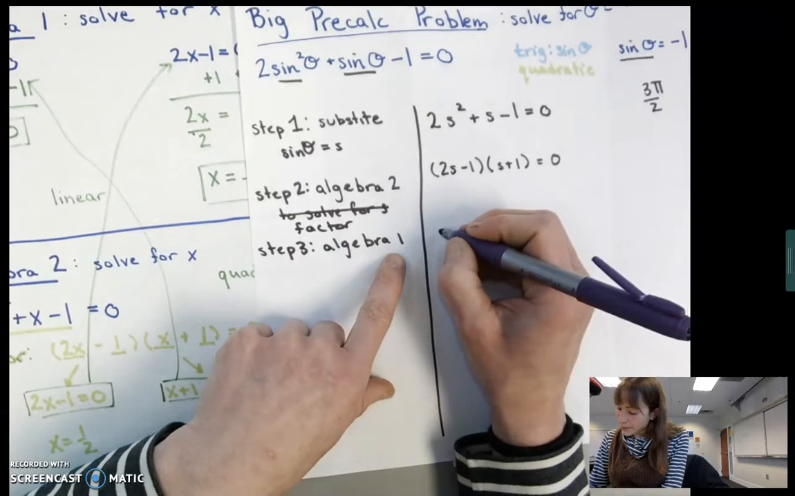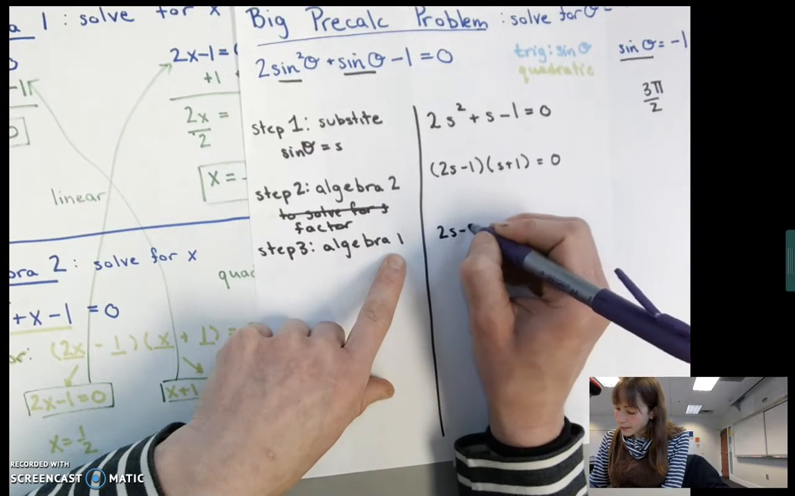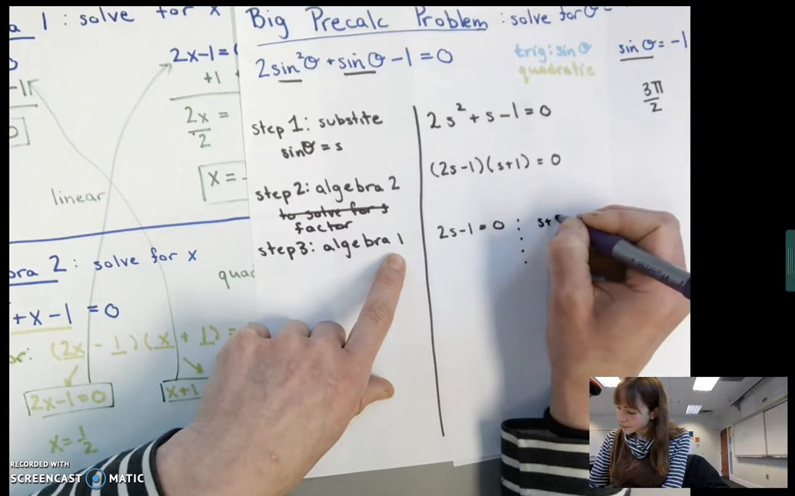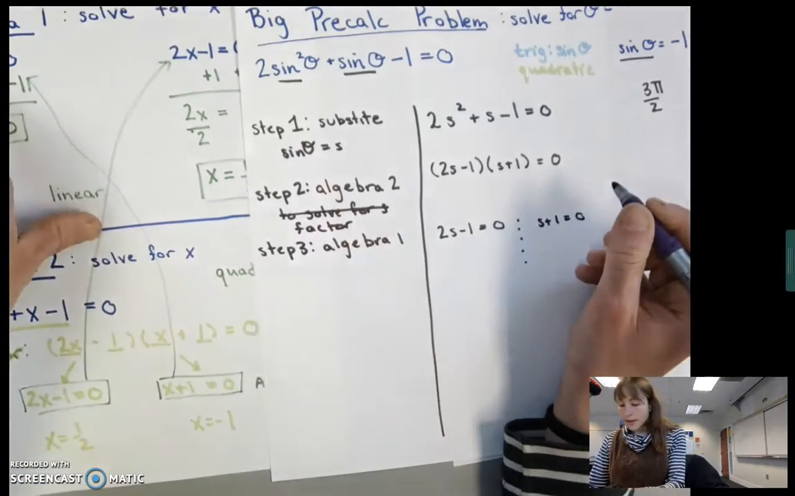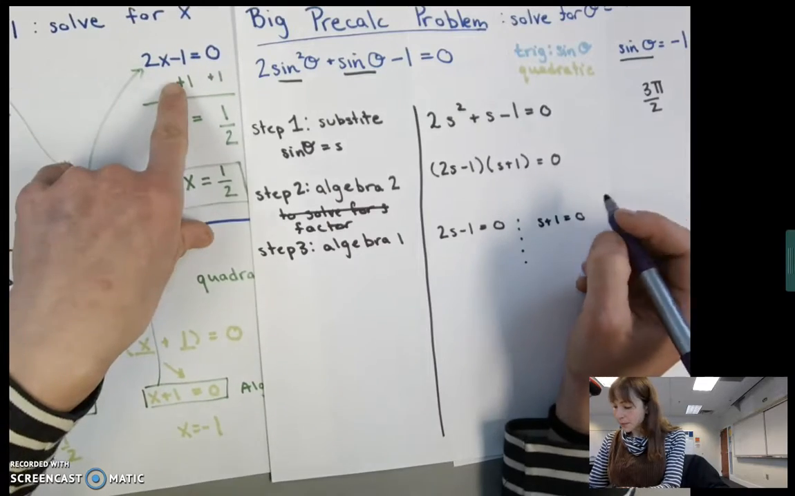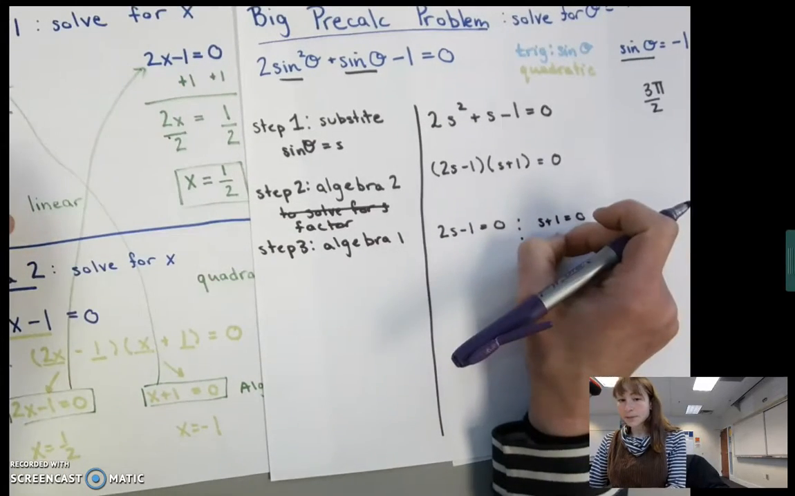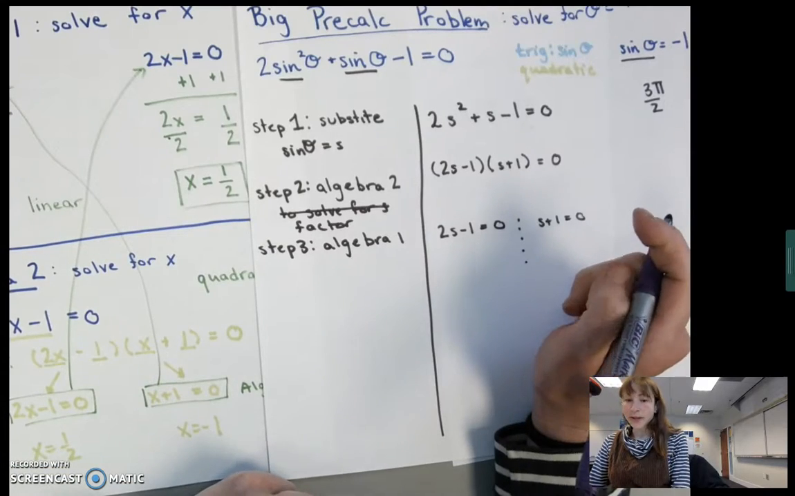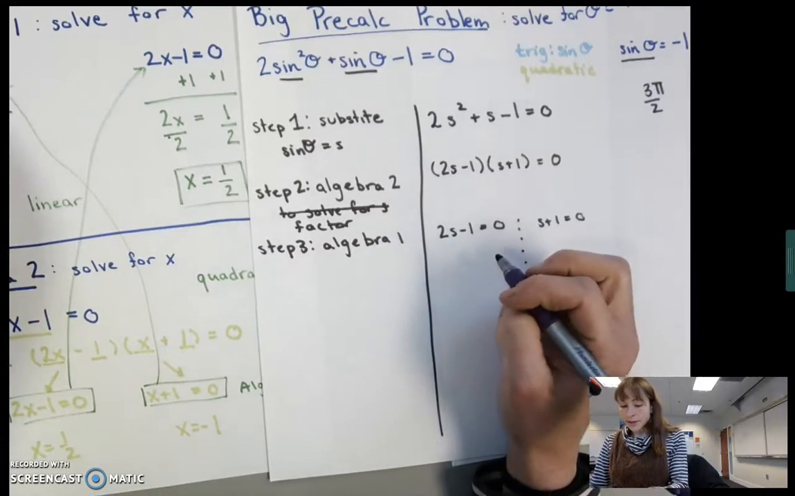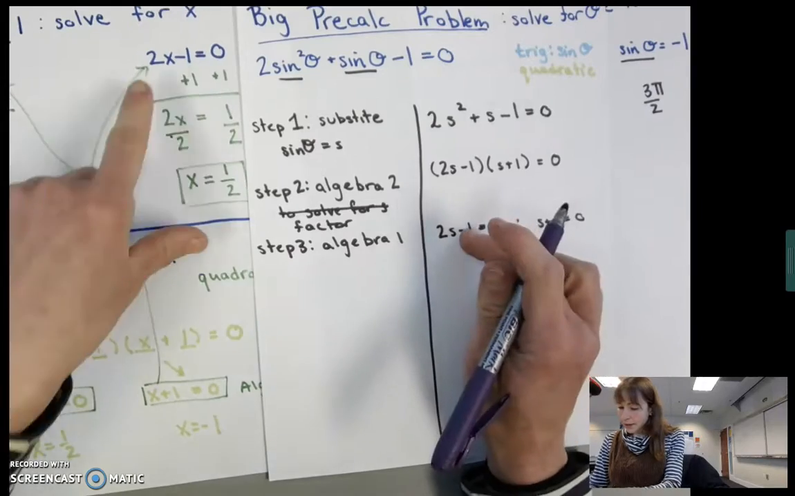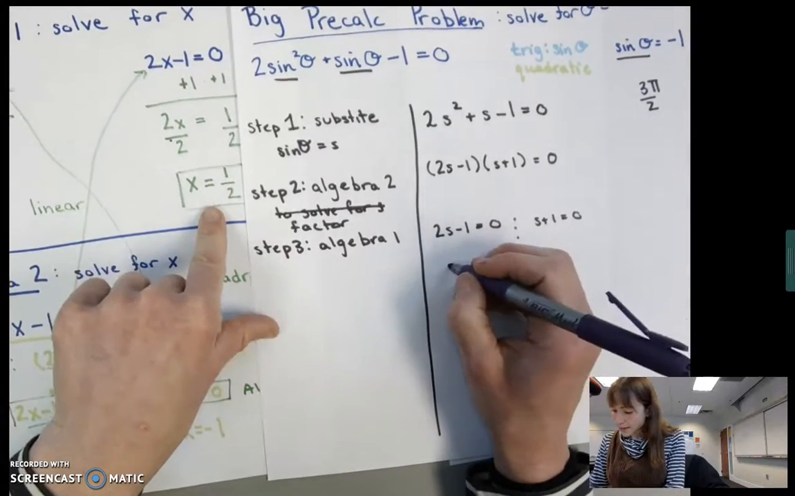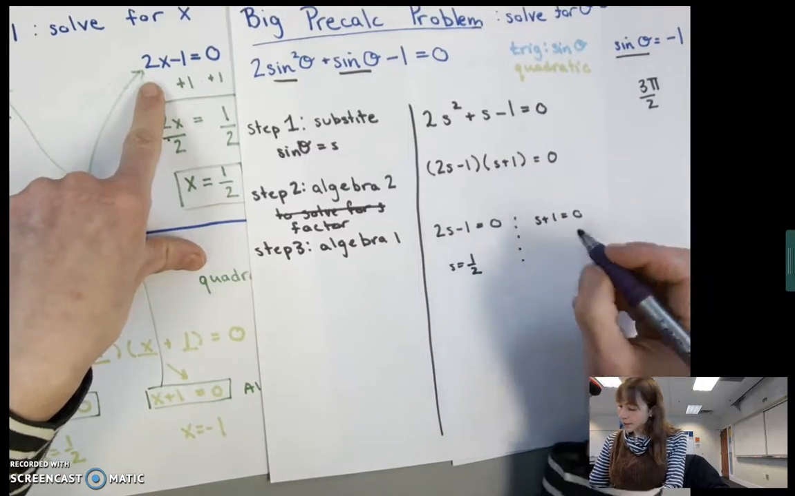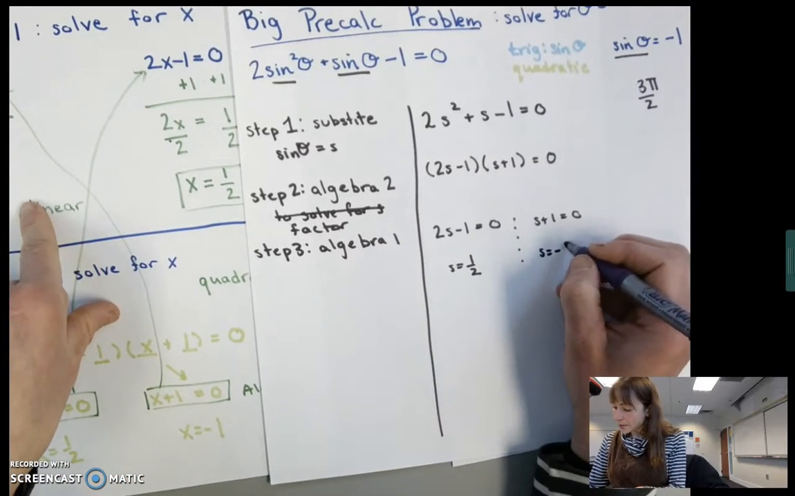So my step 3 will be to use algebra 1 when I set each of these equal to 0. Now I have my 2s minus 1 term and my s plus 1 term, and I know that I want to set each of those equal to 0 and now solve for s. So I do my algebra 1 steps. This equation tells me that s equals 1/2. This equation tells me that s equals minus 1.